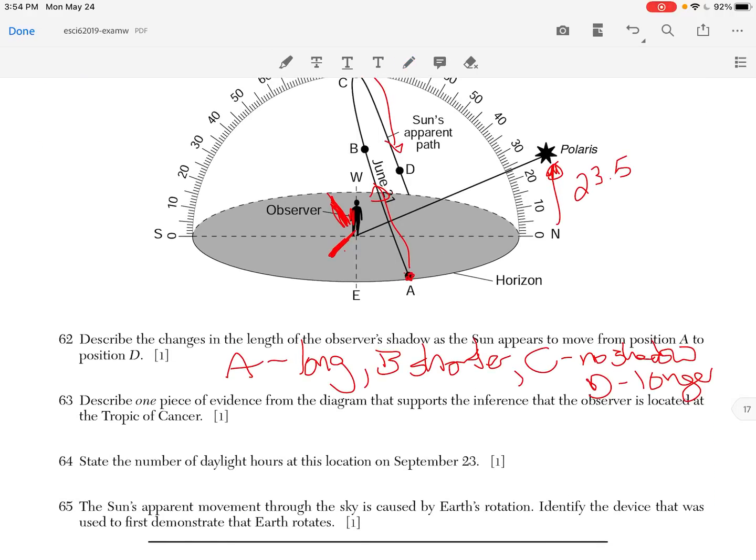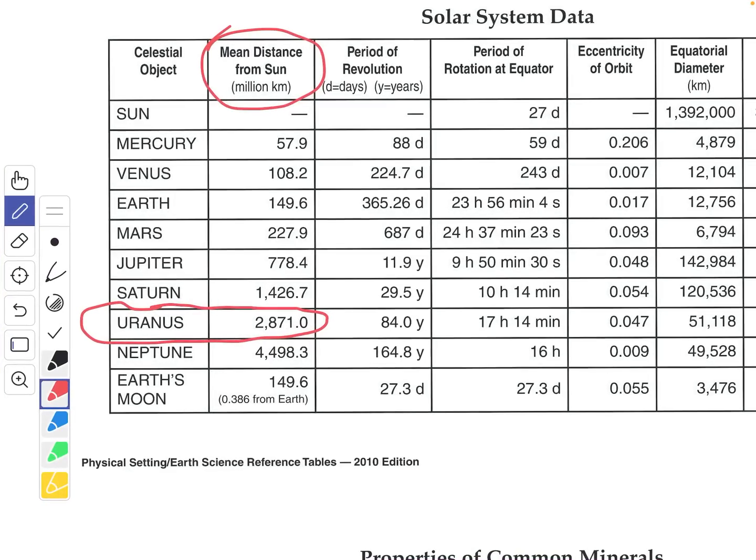Okay, question number 63. How do we know that this observer is located at the Tropic of Cancer? Tropic of Cancer, if you recall, is 23.5 degrees north. Now you're saying to yourself, well, how do you know the Tropic of Cancer is 23.5 north? Unless you memorize that, you have a way to tell. You just have to use your reference table.